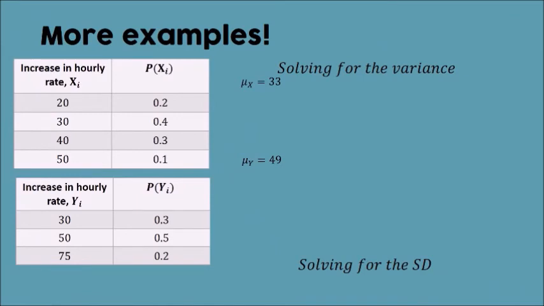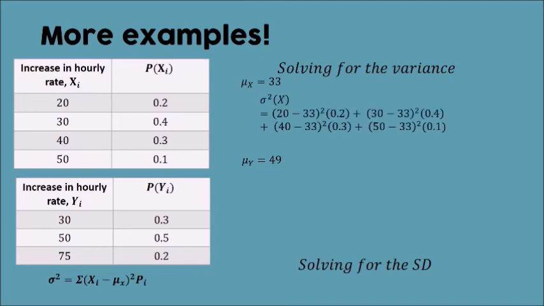Solving for the variance is similar to what we did with the mean. Given two random variables X and Y that are independent, the variance of the sum of X and Y is equal to the sum of individual variances. So like what we did with the mean, we will also solve for the variance individually first. For the first table X, the mean is 33. So substitute the mean together with the values in the table to the variance formula. Sigma squared X is equal to (20 minus 33) squared times 0.2 plus (30 minus 33) squared times 0.4 and so on. The answer from the calculator will be 81.